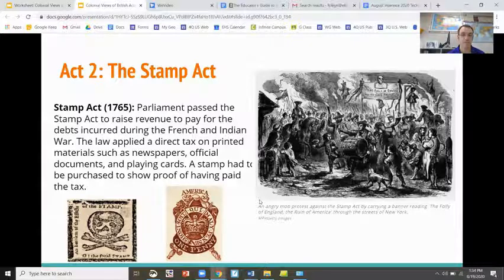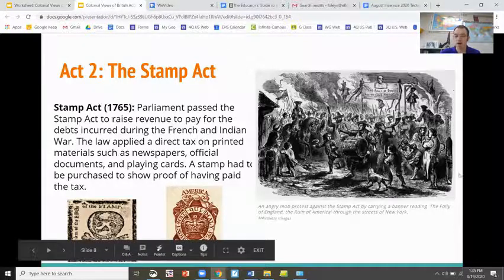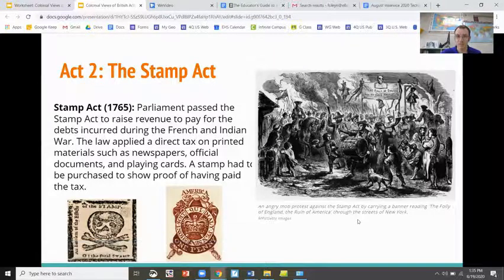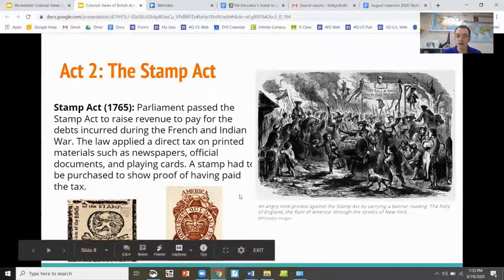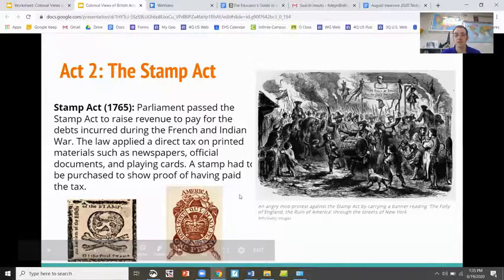So yes, the British will get a tax here, but the colonists don't feel real great about it. You can see in this picture right here, an angry mob protests against the Stamp Act by carrying a banner reading "The Folly of England, the Ruin of America" through the streets of New York. Colonists weren't necessarily real excited about it. The big question comes: does the British government have the right to tax the colonists? The British government here is obviously saying, yes, we do. And the colonists don't necessarily feel the same way.